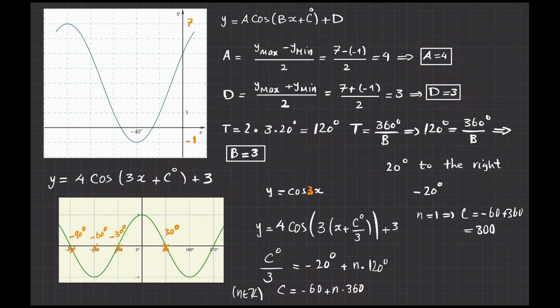And then it means that the question mark, which is the sum of a, b, c, and d, becomes 4 plus 3 plus 300 plus d, which is also 3, so it becomes 310, and that will be the answer to this part of the problem. Okay, so now let us go to the next problem.